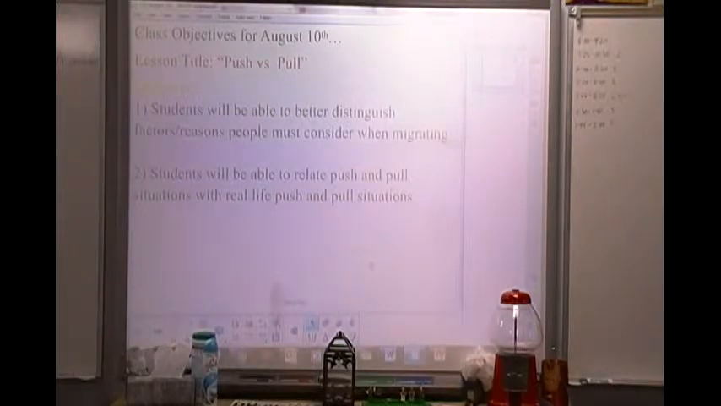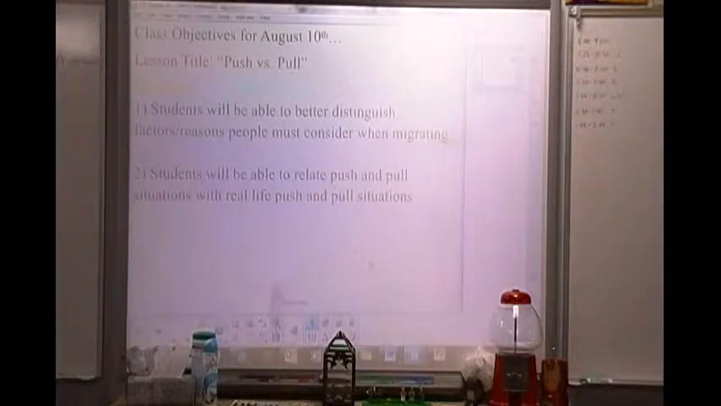Remember, I do have it typed on the left-hand side, which only 2 people in the class can read. It's really up there for Miss Hoffman or Miss Maddox. When they come in, they want to see it. But here we have the big screen right here. It says class objectives for August 10th. Push versus pull. 2 things I want you to get.